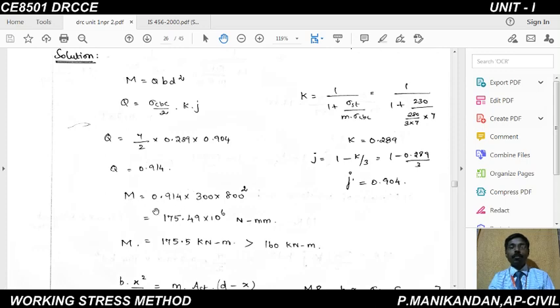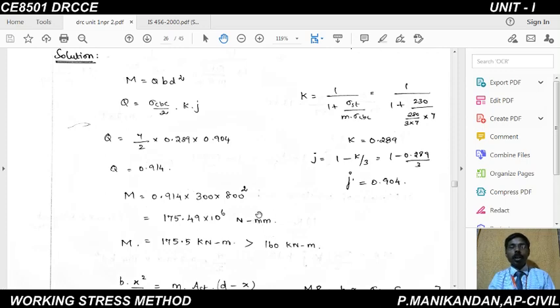0.914, that is the value of Q, into breadth of the section is 300 and the effective depth is 800 square. Substituting this value, we get M is equal to 175.49 into 10 power 6 Newton mm. Here we have to remember all the values were substituted in millimeter. So we get the value first 175.49 into 10 power 6 Newton millimeter.